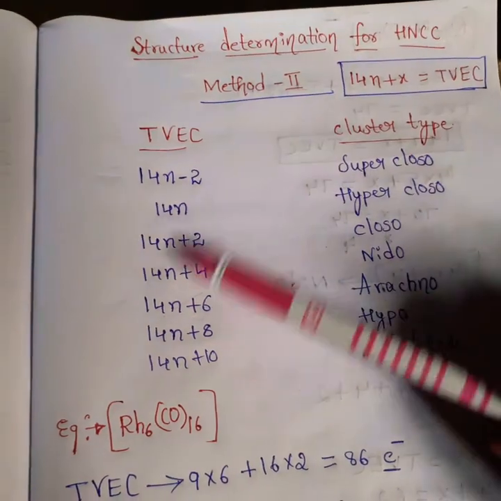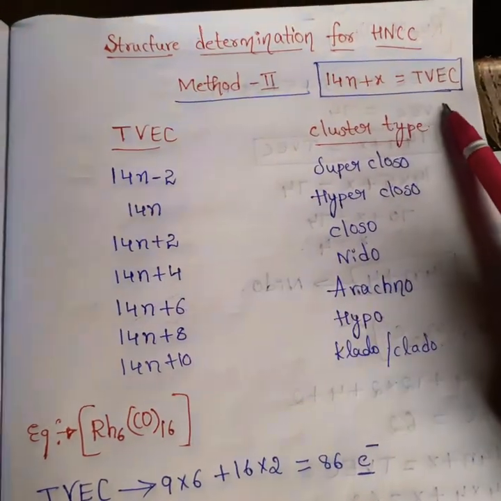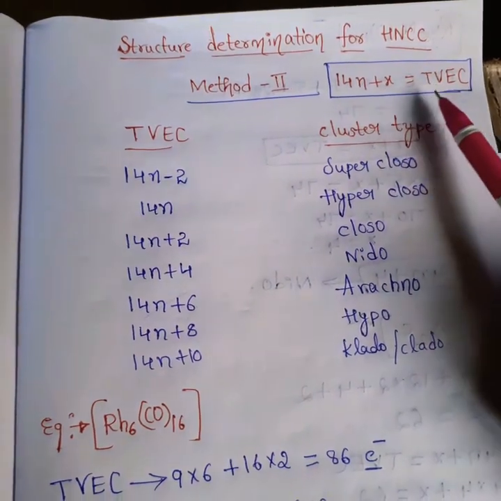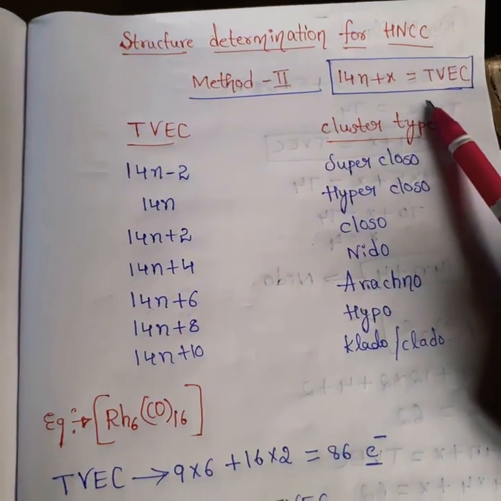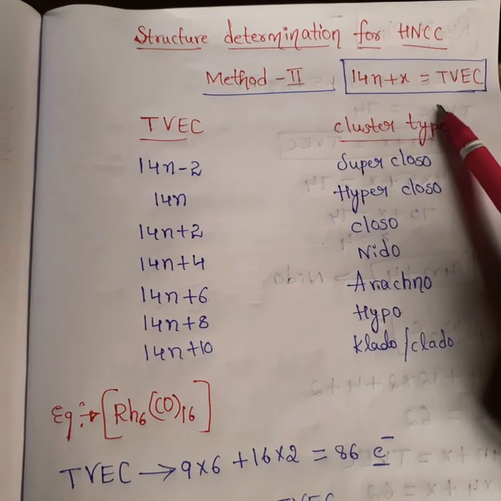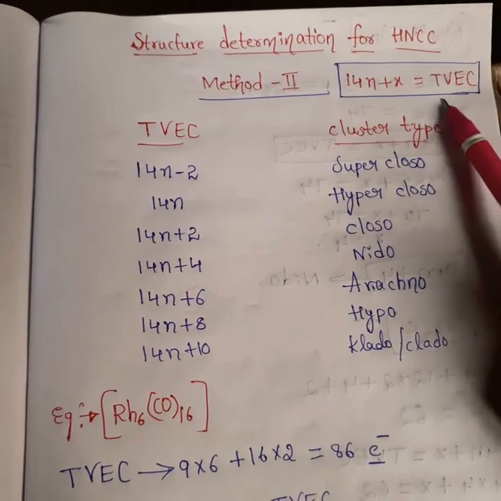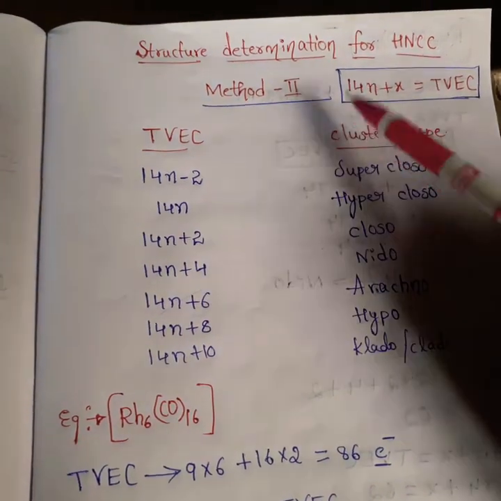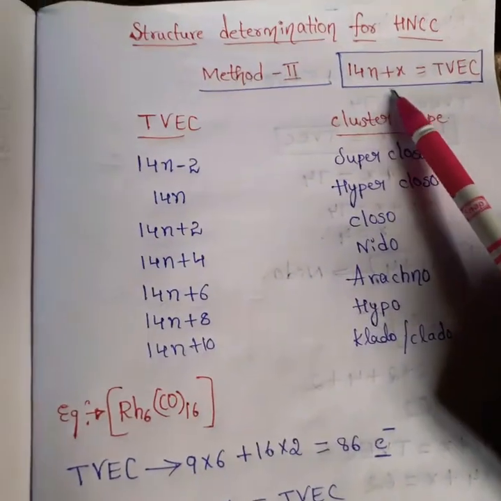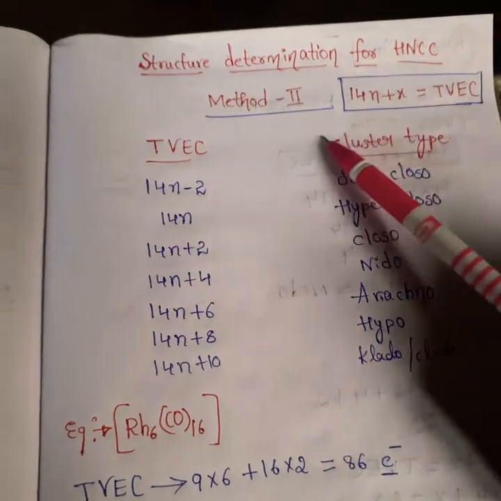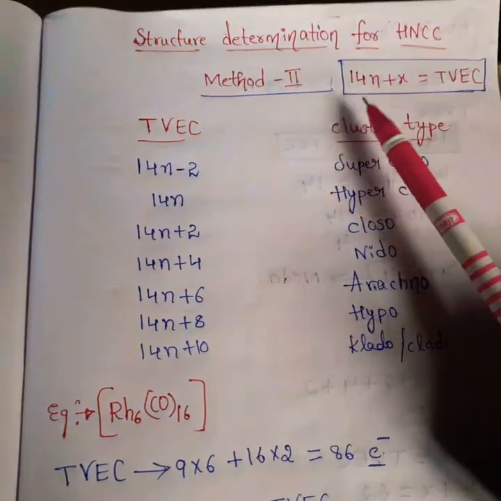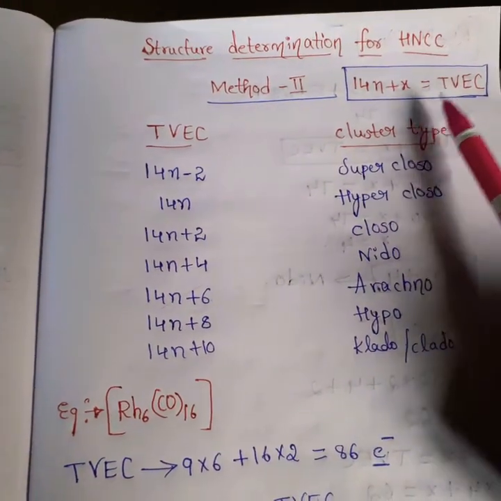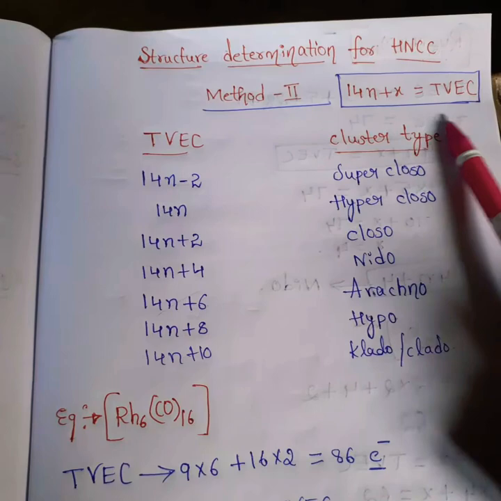Here we have to remember this, friends. 14N plus X is equal to TVEC, I think you know if you have seen my previous videos. TVEC means total valency electron count. N means number of metals. Here we have to find X. Just remember this: 14N plus X is equal to total valency electron count.